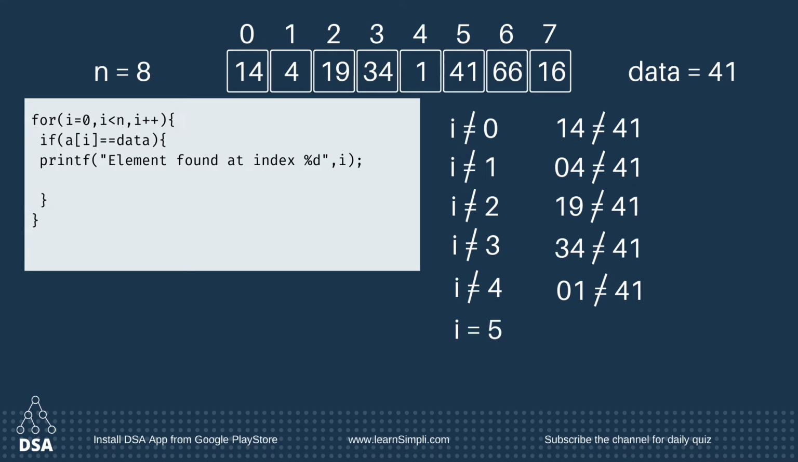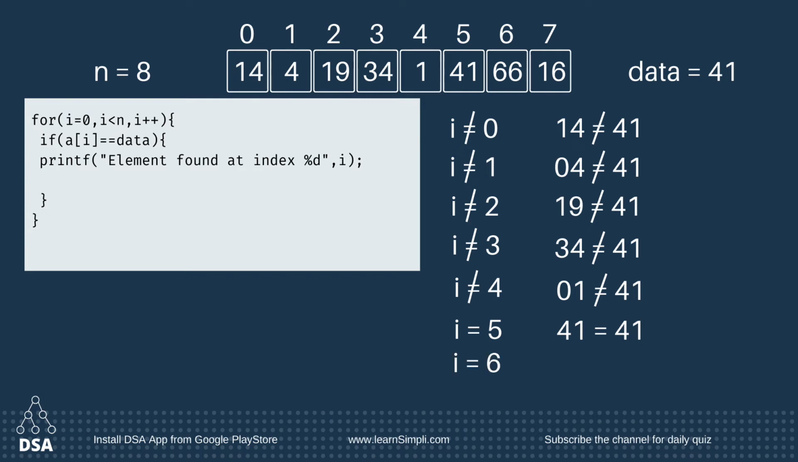A of I here is equal to data. 41 is equal to 41. Now the control will move to the next statement and print element found at index 5. But here the code won't stop. It will search further till the end of the array.